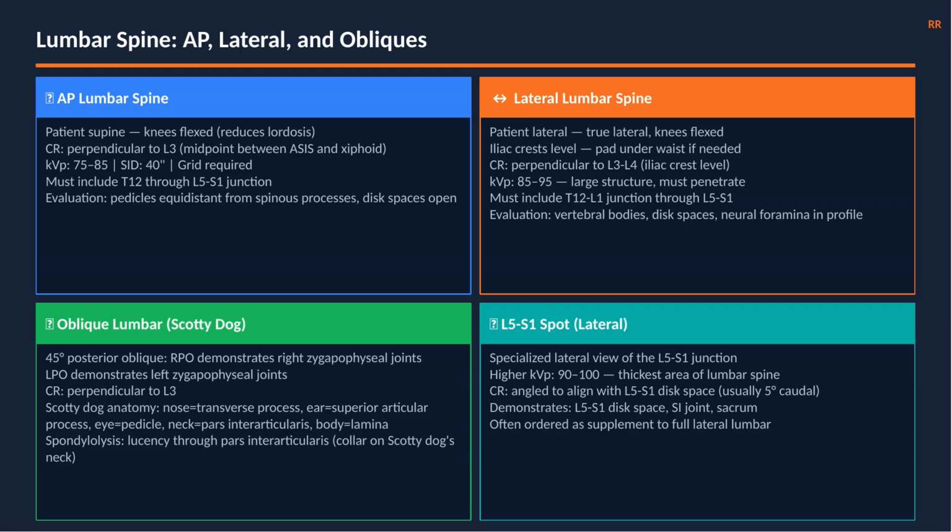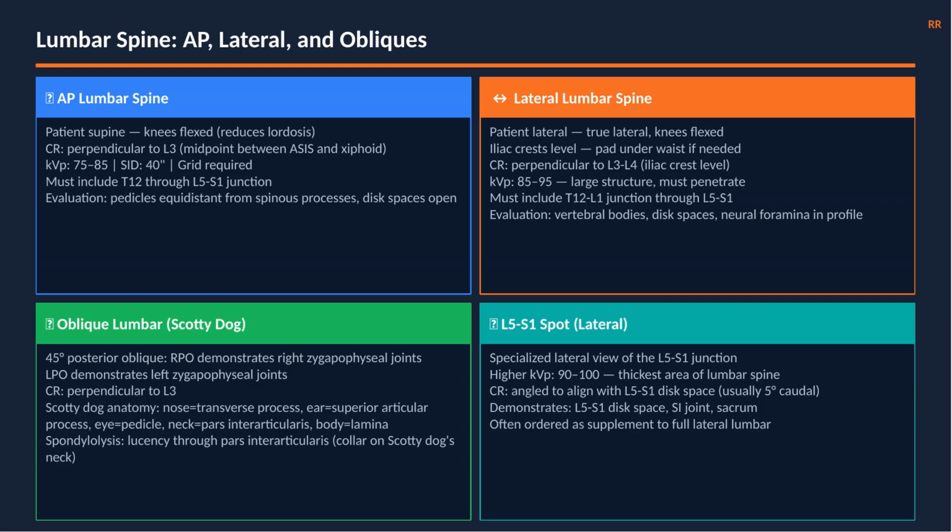L5, S1 spot lateral. A specialized lateral specifically for the L5, S1 junction. KVP, 90 to 100. CR, angled 5 degrees caudal to align with the L5, S1 disc space. The thickest area of the lumbar spine requires maximum penetration.